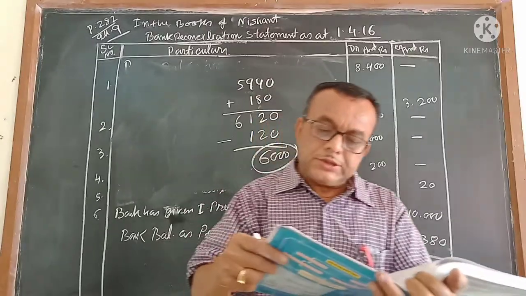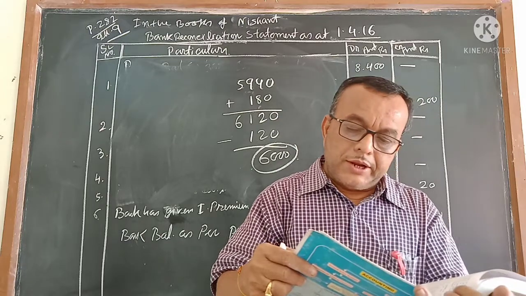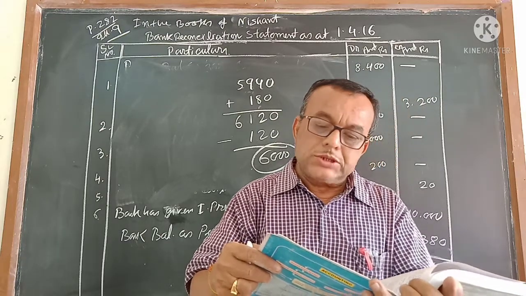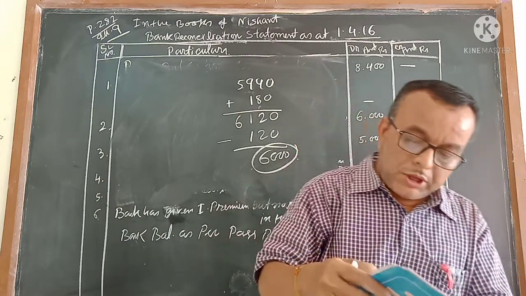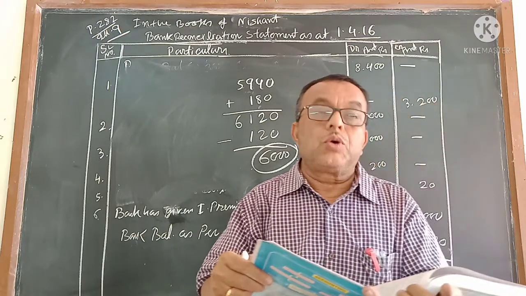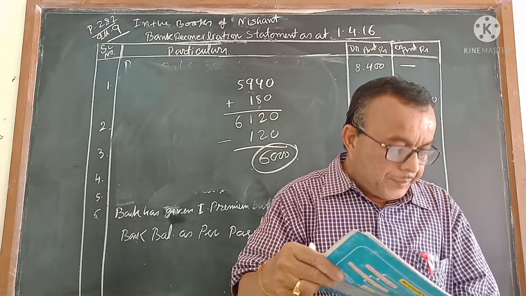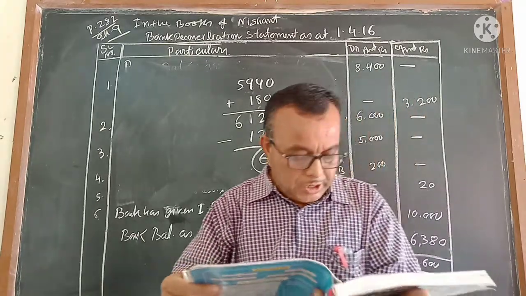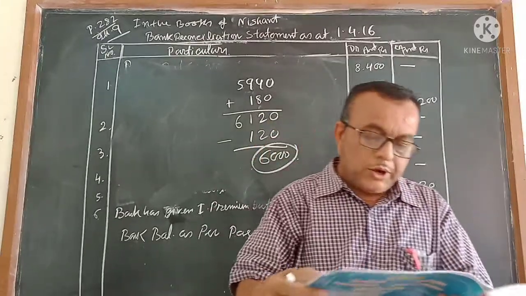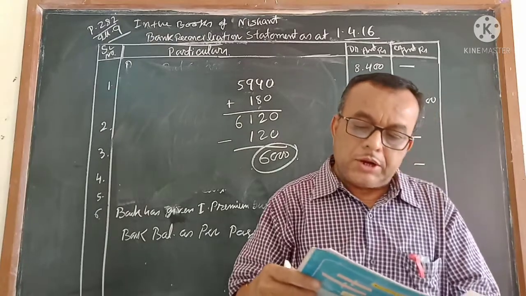Okay, next you are getting the credit side, the credit column. In the cash book credit column there is 3,000 and in the cash book credit column 1,380. These two amounts are credited but not debited. And similarly in the passbook also, 120 is debited but not credited.